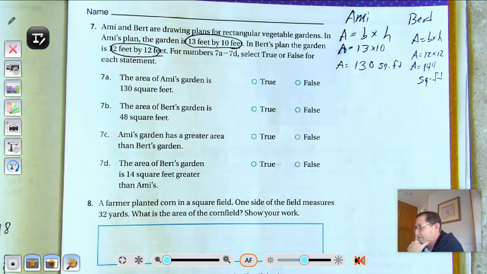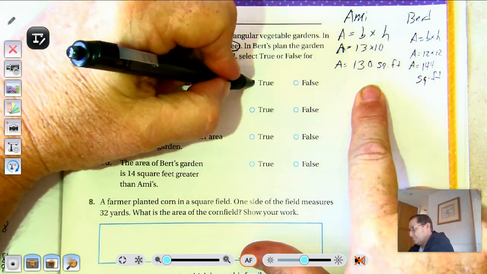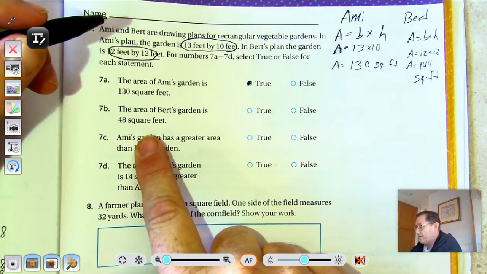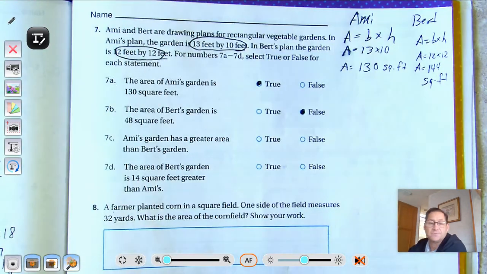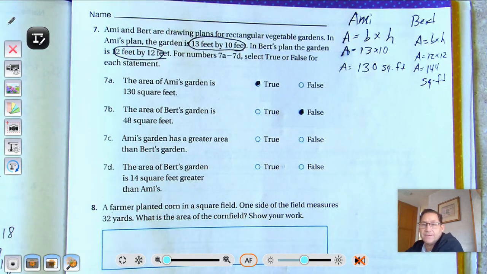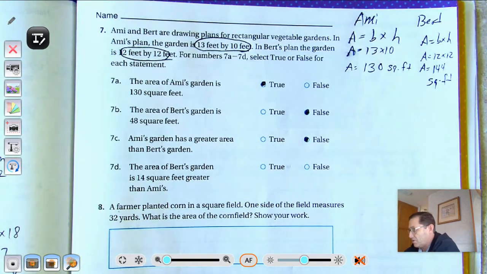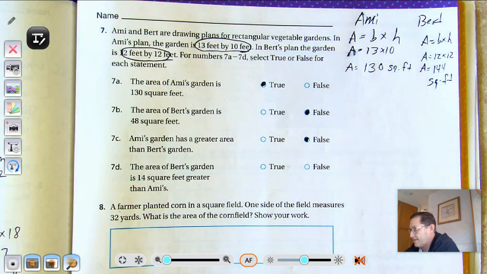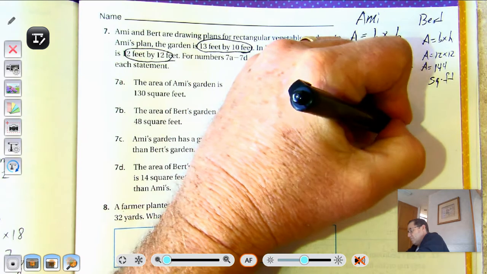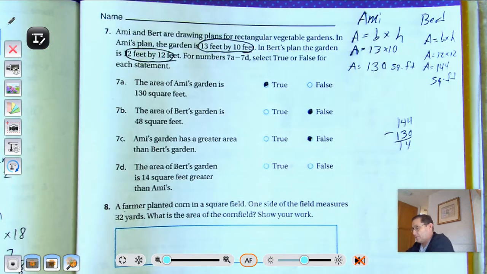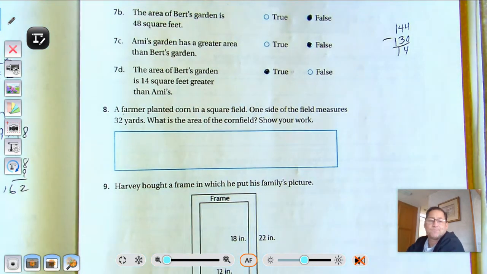All right. The area of Amy's garden is 130 square feet. Yes, true. The area of Bert's garden is 48 square feet. No. That would be the perimeter. Amy's garden has a greater area than Bert's. No, that's not true. The area of Bert's garden is 14 square feet greater than Amy's. 144, take away 130. The difference is 14. True. All right, moving on.